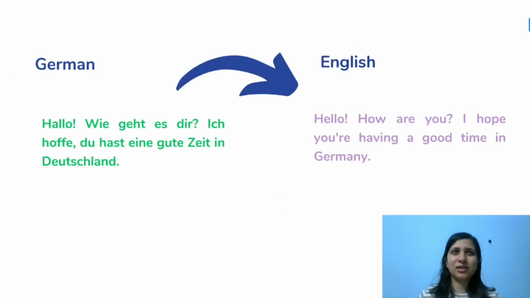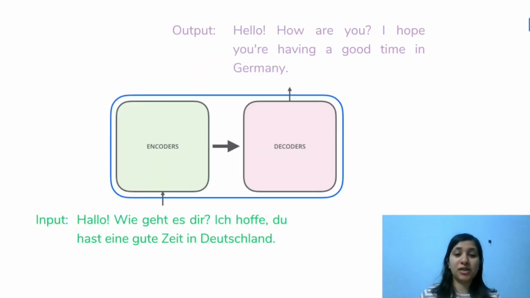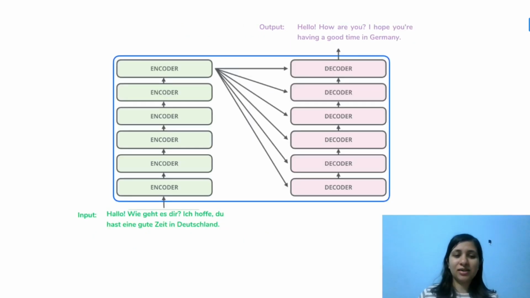So let us learn about transformers with a simple task. Suppose you want to translate German to English. Transformer is an encoder-decoder architecture. You supply the input to the encoder and compute the output from the decoder, which is the target sentence in English, and the input is the source sentence in German. In transformers we have 6 layers of encoder and 6 layers of decoders.